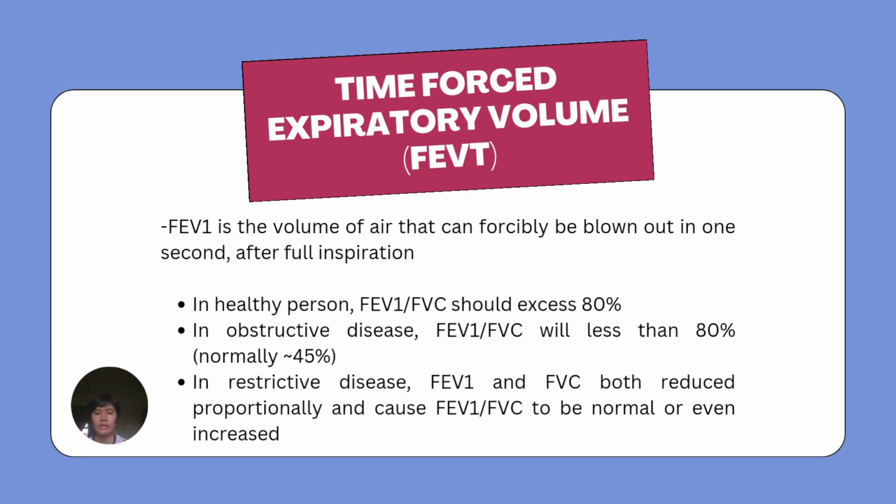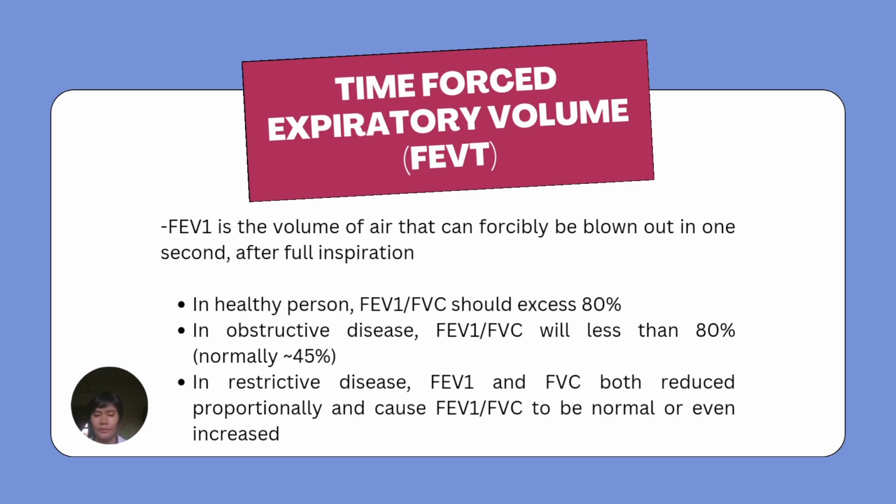Next is the time forced expiratory volume, FEVT. In the FEVT, we calculate by the time. So we get the FEV1. FEV1 is the volume of air that can be blown out in the first 1 second after a full inspiration. So together with the FVC, we can predict whether a person has any lung disease.